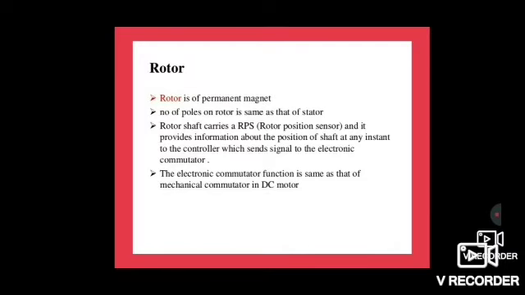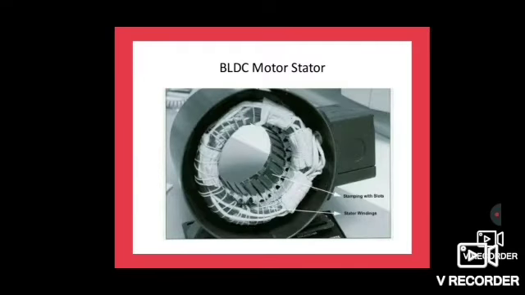The rotor shaft carries an RPS. It is the main part of the BLDC motor. The electronic commutator's function is the same as that of the mechanical commutator in a DC motor, that is used to convert AC into DC. It is the BLDC motor stator.